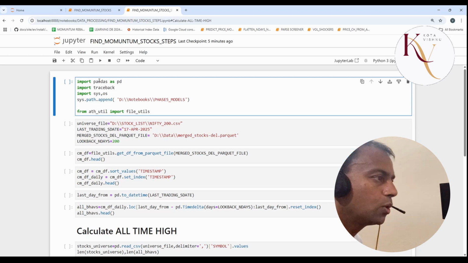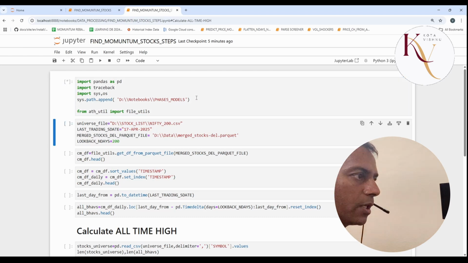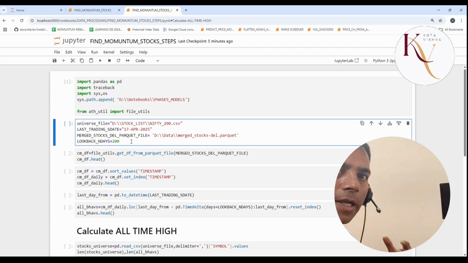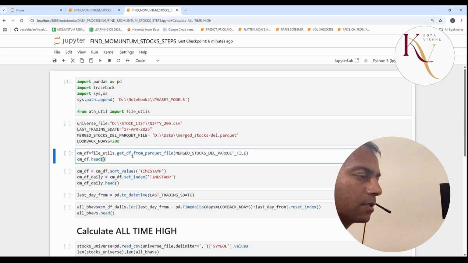This is the Python notebook. Here we have imported the libraries. We have taken the Nifty 200 stocks, and for this demo I've chosen the last trading day as 17th April, and this is the database of all the stocks which have been gathered. It's all the OHLC data with the delivery data. And here we have the look-back period, like how much window the ATH is taken within. I have chosen 200 days.